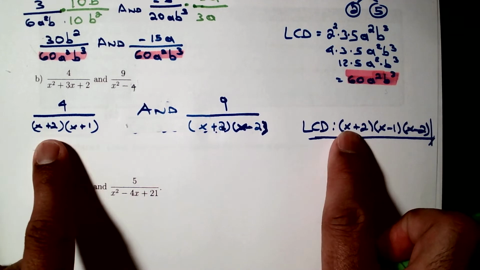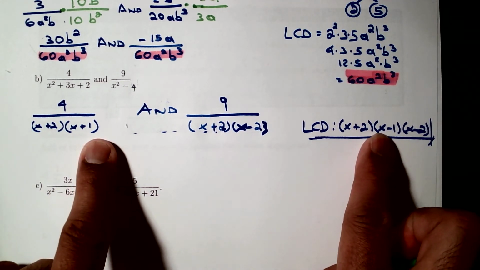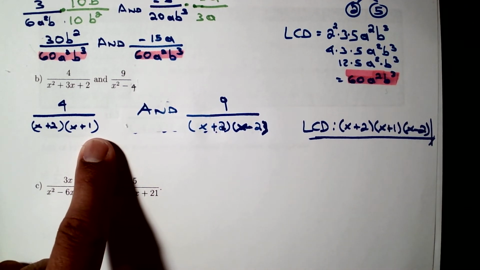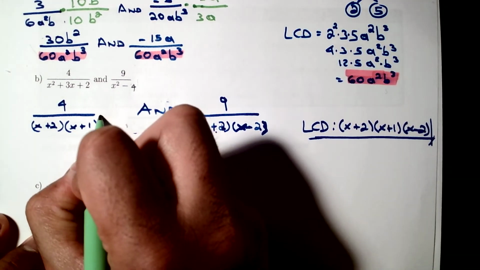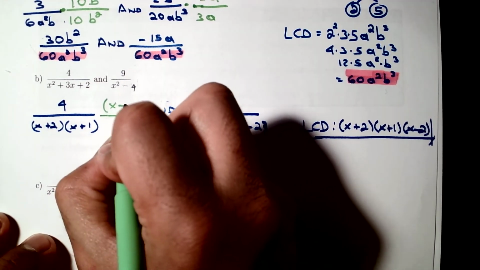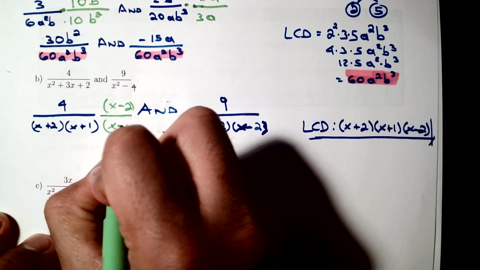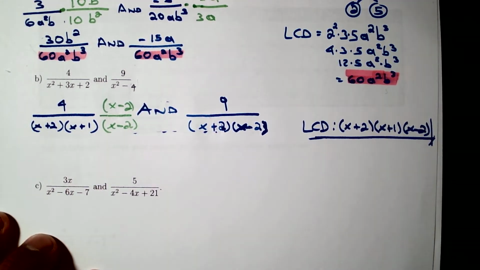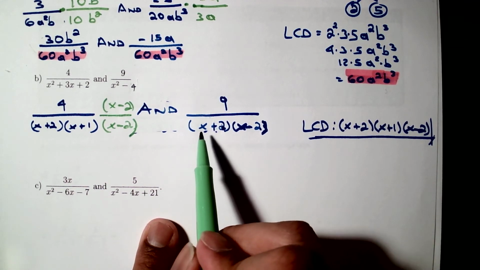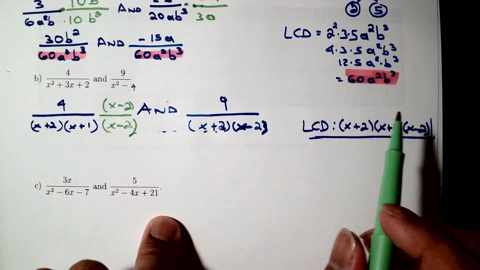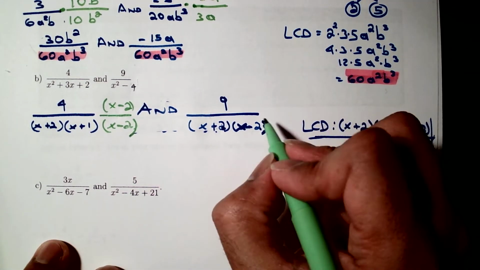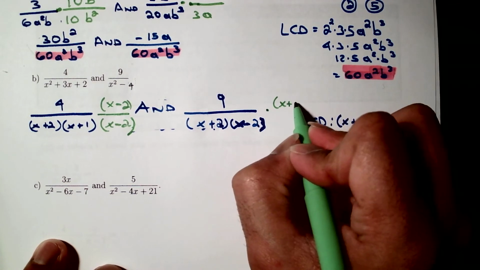So x plus 2, x plus 1, which factor is missing from the LCD? Well, we have x plus 2, x plus 1. The only one that we are missing is x minus 2. So we are going to multiply by x minus 2, x minus 2. Okay. And then let's observe the second fraction, x plus 2, x minus 2. So we have x plus 2 and x minus 2.